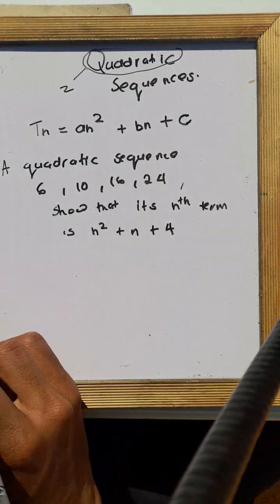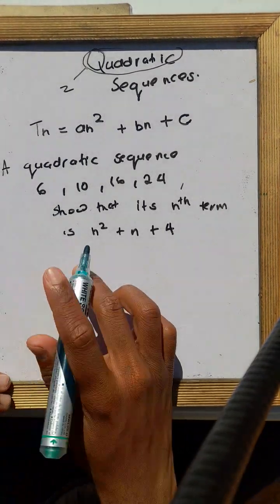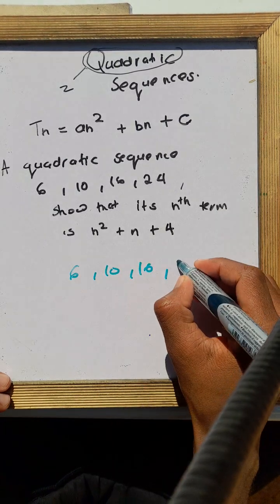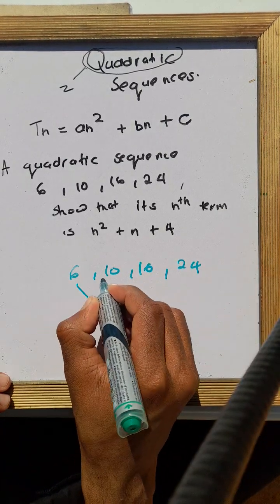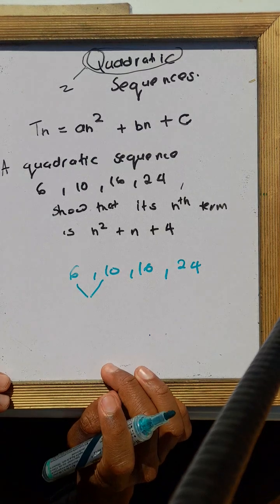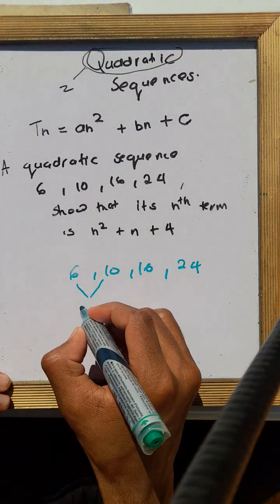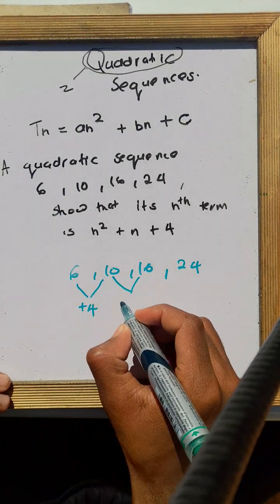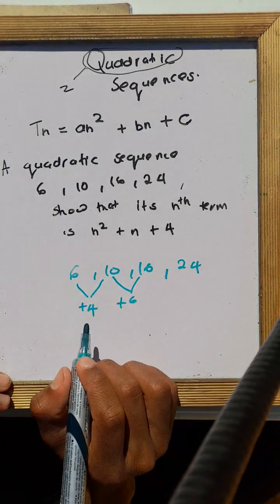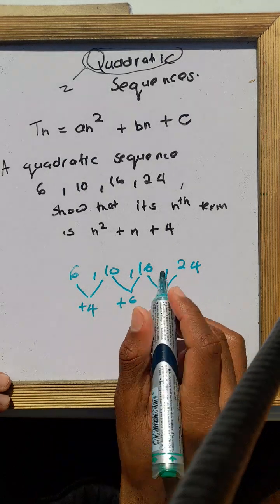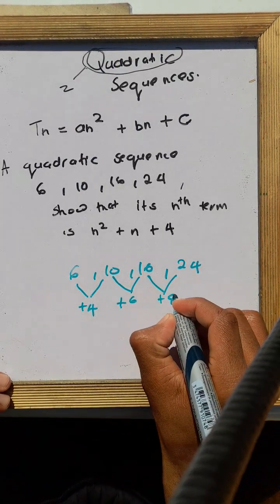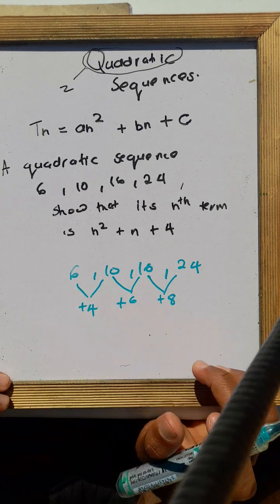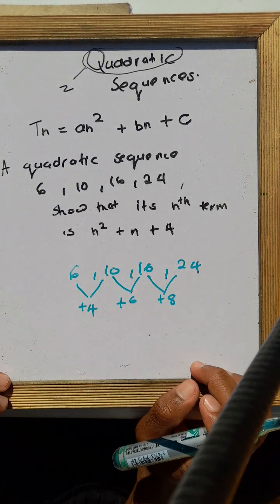Let's rewrite the sequence 6, 10, 16, 24. Let's try finding the common difference. For us to go from 6 to 10, we add 4. From 10 to 16 we add 6. From 16 to 24 we add 8. So we don't have a common difference, a constant difference like in linear sequences.